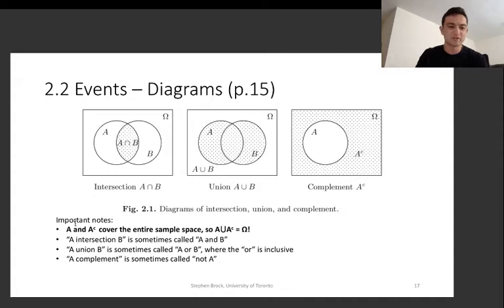So there are some important notes. A and A complement cover the entire sample space. So the union of these two events, if we put the two sets together, is actually equal to our sample space. And when it comes to interpreting or just reading some of this notation, A intersection B is sometimes called A and B. A union B is sometimes called A or B, where the or in this case is inclusive. And A complement is sometimes called not A.